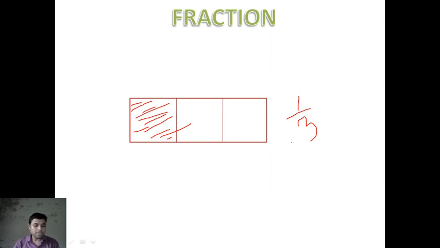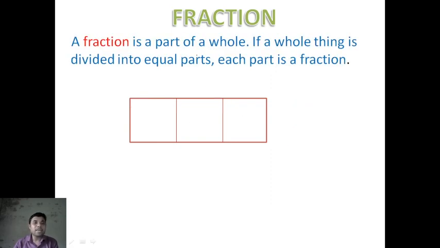So what is a fraction? A fraction is a part of a whole. If a whole thing is divided into equal parts, each part is a fraction. Is it clear, my dear students? So what will be the examples? 2/5, 5/11, 7/12, so many examples. Here 2/5 means what? 2/5 means among 5 equal parts there are 2 parts.